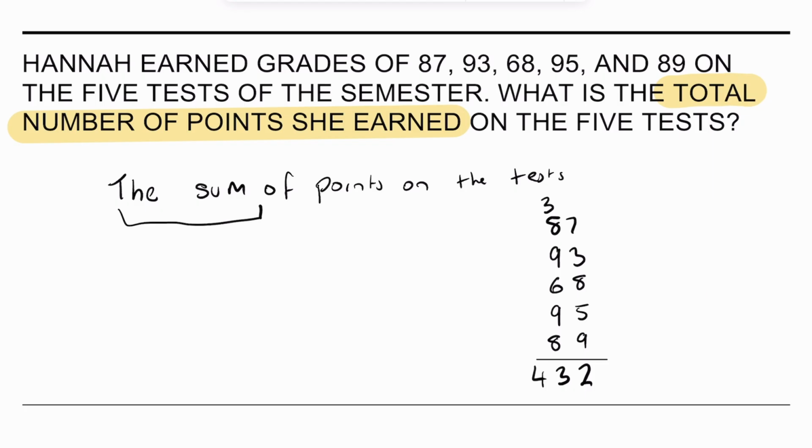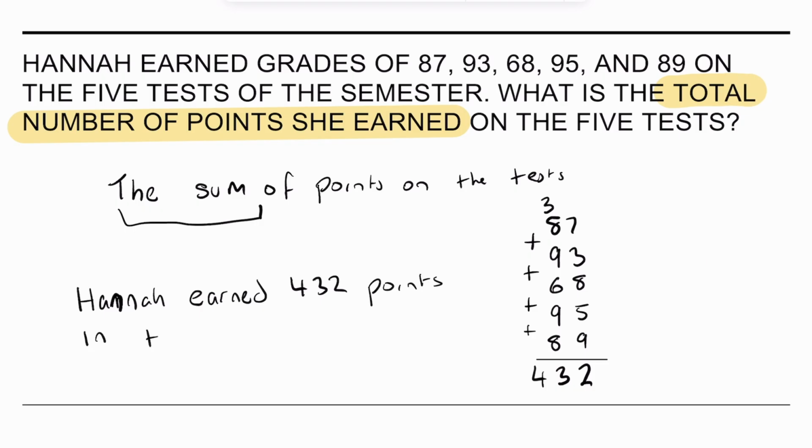So the final step, and something a lot of students miss, is that they actually need to be able to indicate what this means in terms of a sentence. And so we would say, Hannah earned 432 points in the 5 tests.